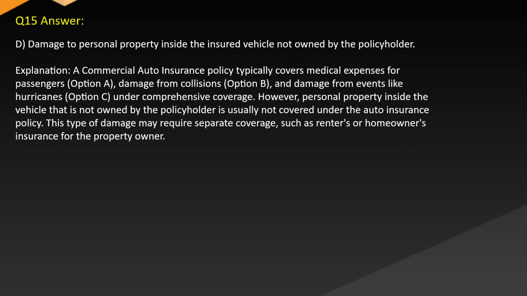Answer: D. Damage to personal property inside the insured vehicle not owned by the policyholder. Explanation: a commercial auto insurance policy typically covers medical expenses for passengers, Option A, damage from collisions, Option B, and damage from events like hurricanes, Option C, under comprehensive coverage. However, personal property inside the vehicle that is not owned by the policyholder is usually not covered under the auto insurance policy. This type of damage may require separate coverage, such as renters or homeowners insurance for the property owner.